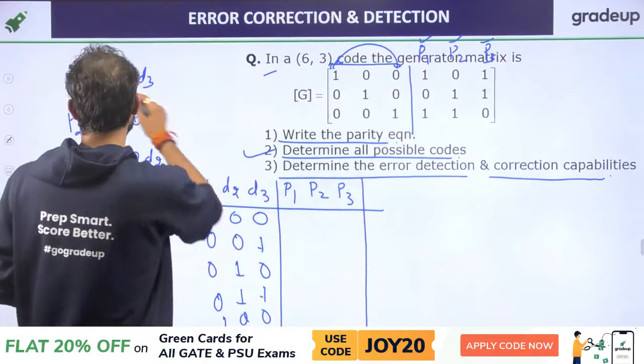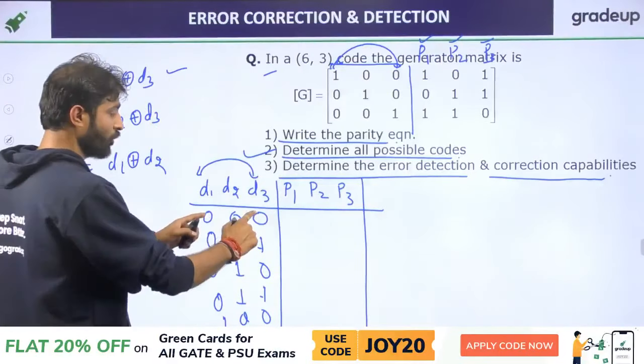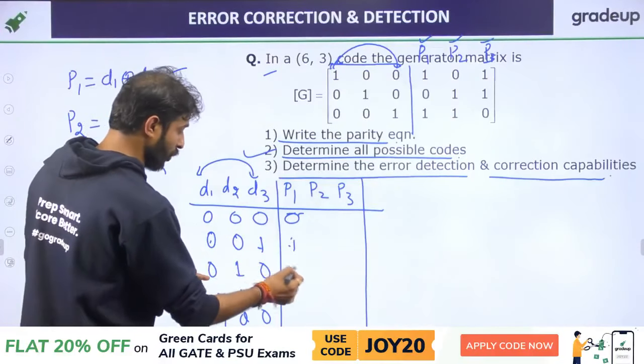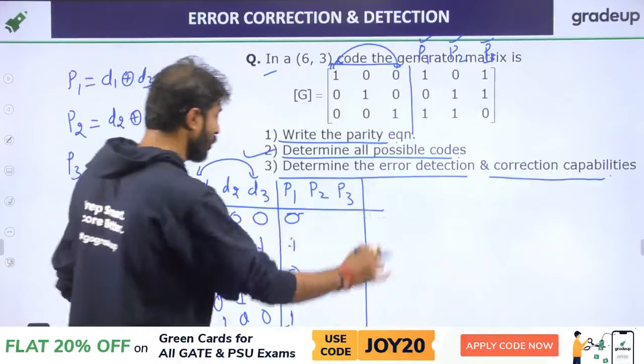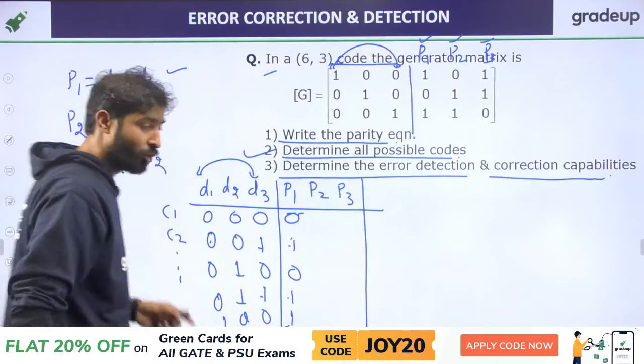Now the parity equation is just D1 XOR D3, so just do the XORing of these two things: 0 XOR 0 is 0, 0 XOR 1 is 1, and so on. After that, you will generate the 8 codes, C1, C2, up to C8.